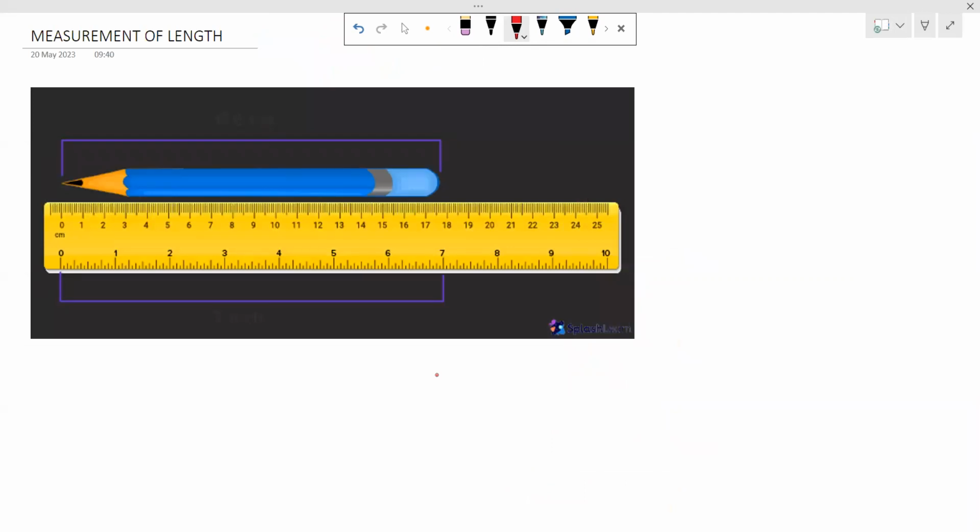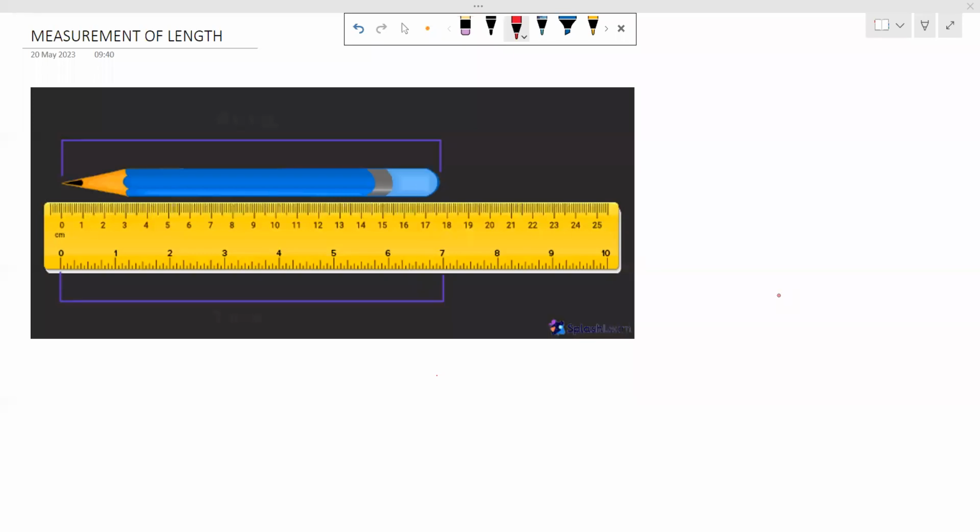Length measurement. How we measure length. So, is length a fundamental quantity or a derived quantity? Length is a fundamental quantity. What is the international system of unit used for length? The SI unit of length is meter.